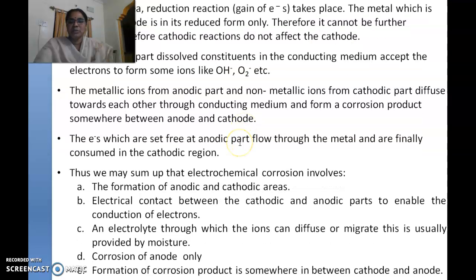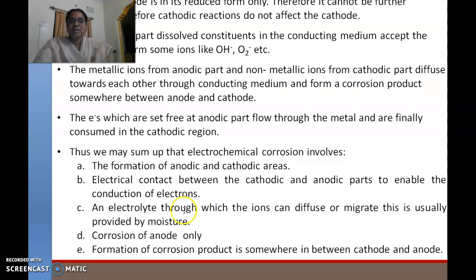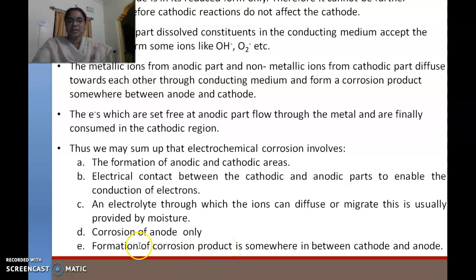To sum up, so that it is easy for you: electrochemical corrosion involves the formation of anodic and cathodic areas, electrical contact between the cathodic and anodic parts to enable the conduction of electrons, and an electrolyte through which the ions can diffuse or migrate. This is usually provided by moisture. Corrosion of the anode occurs, and the corrosion product forms somewhere in between the cathode and anode. This is the most important point.